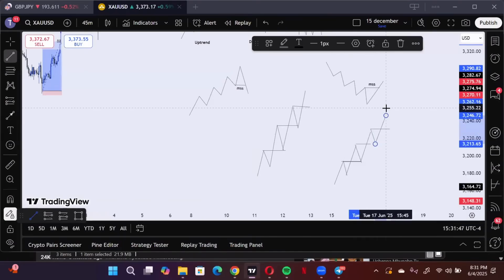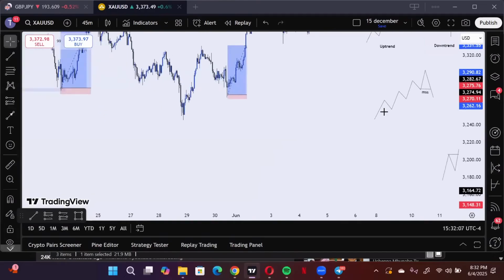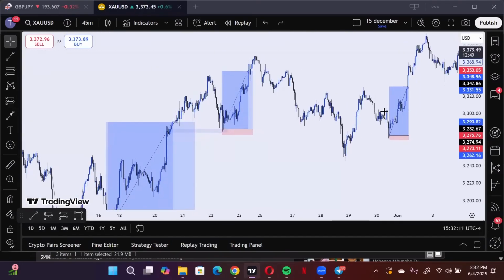But if it was a market structure shift, a structure shift will now come down and take out this last low here. And this is what a market structure shift is. But all these ones that kept breaking the high is what you call a break of structure. So when it comes to trading continuations, we pay attention to market being on giving break of structures. But when it comes to trading reversals, we pay attention to market giving us market structure shifts.